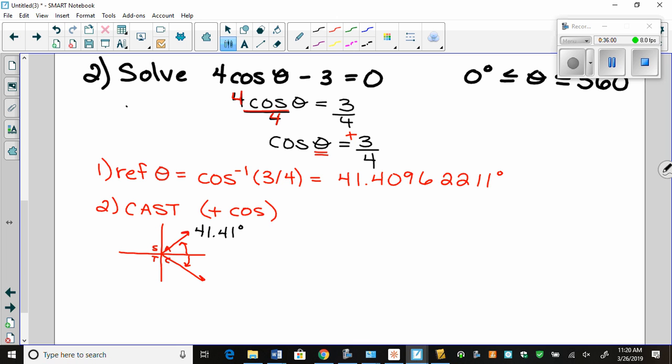41.41. I can round because I know my answers are between 0 and 360, and I don't have to get coterminals because I gave you a restricted domain between 0 and 360. To get this one, I have to do 360 minus my reference angle. So those are my two angles.